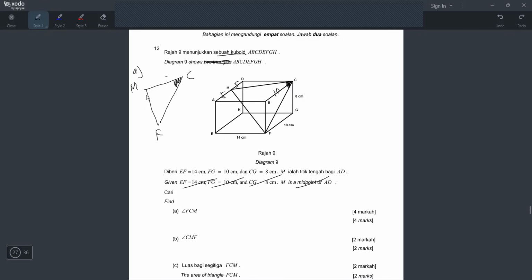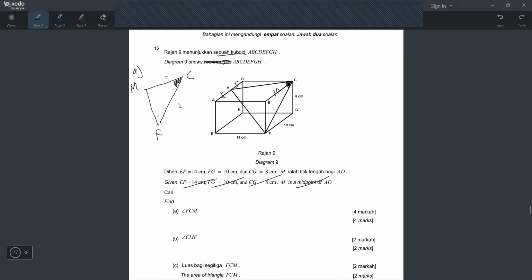MC length, there isn't any. MF length, also not there. FC length, also not there. This angle, also not there. I don't have any single piece of information. So I think I will start with finding the sides, right? Start with finding the sides because it's very easy to find the sides actually.